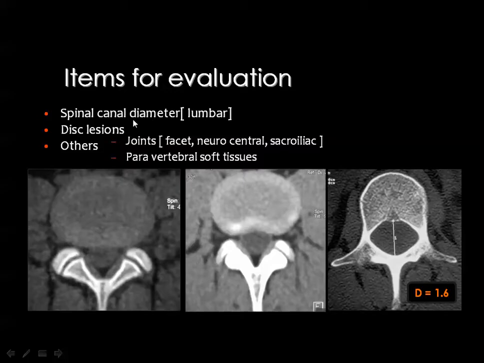Then what are the items for evaluation in the spine by CT? They are three. Number one, we should evaluate the spinal canal for canal stenosis. We should evaluate the discs for disc pathology, and we should evaluate the joints: the facet joints in the lumbar spine, the neurocentral joints in the cervical spine, and the sacroiliac joints. Also, we look for the paravertebral soft tissue structures for any abnormality.